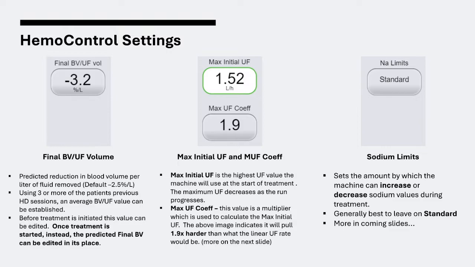And we're going to go through this in much more detail in the next slide. Last but not least, we have our sodium limits. This sets the amount by which the machine can increase or decrease sodium values during treatment. Generally, I find it's best to leave this on standard. I've had good results on standard, but we are going to talk about it in more detail in the coming slides.